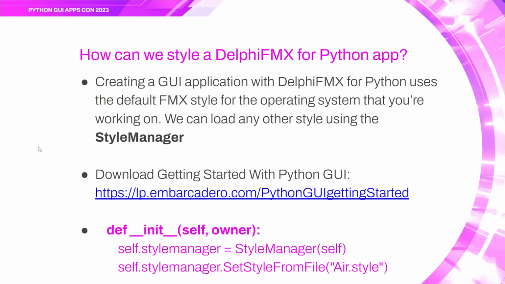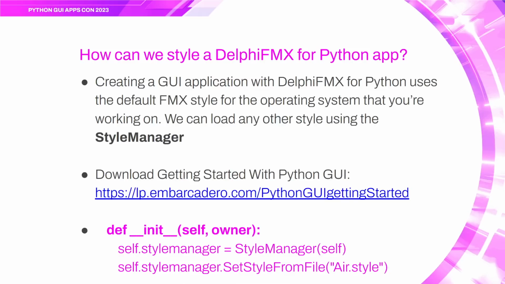Creating a GUI application with Delphi FMX for Python uses the default FMX style for the operating system that you're working on. For example, if you're on Linux, it's going to use the one for that. If you're on Android, it's going to use that. If you're on Windows and Mac OS, it's going to use those default styles. But we can load a new style using the style manager.